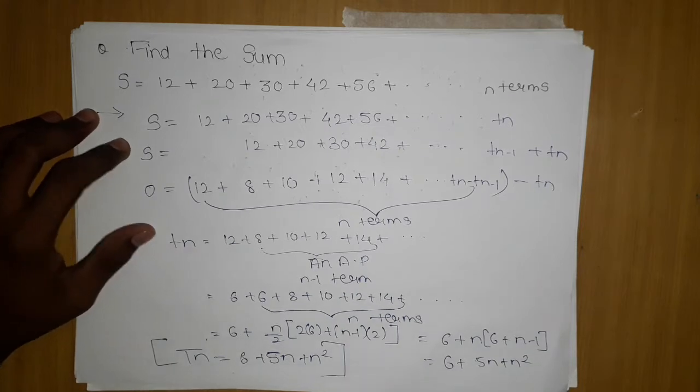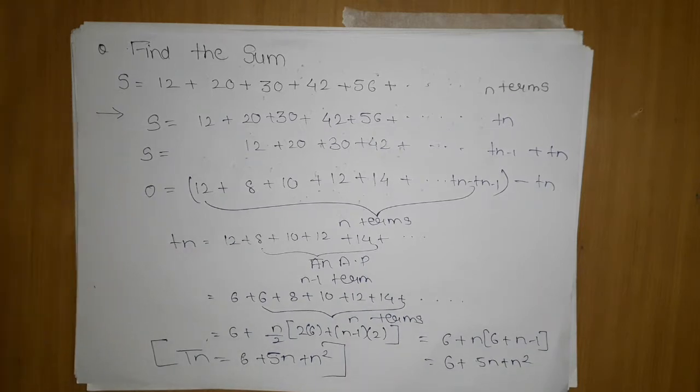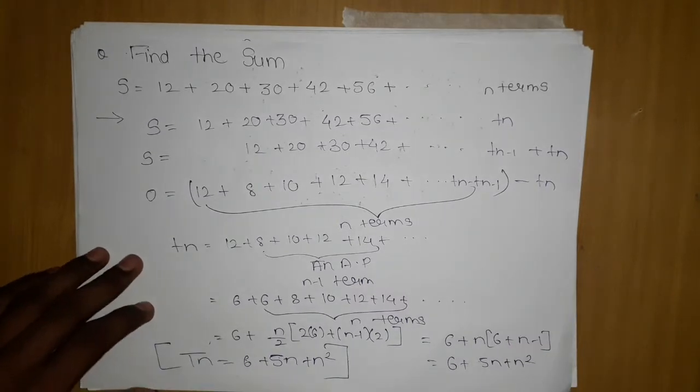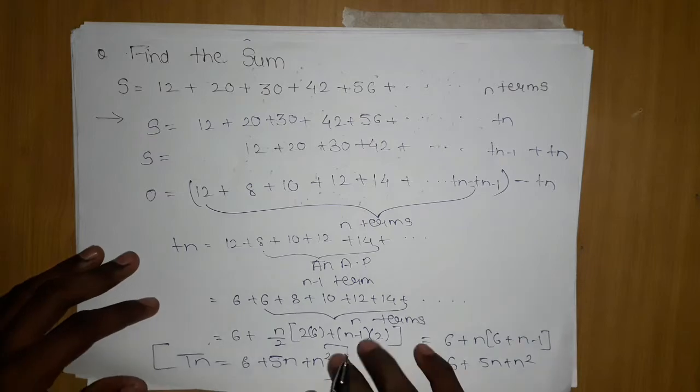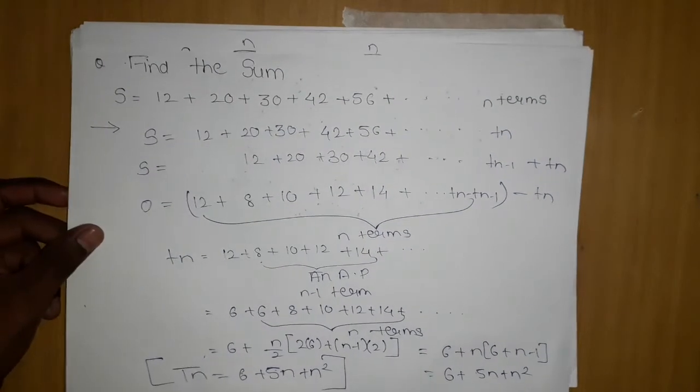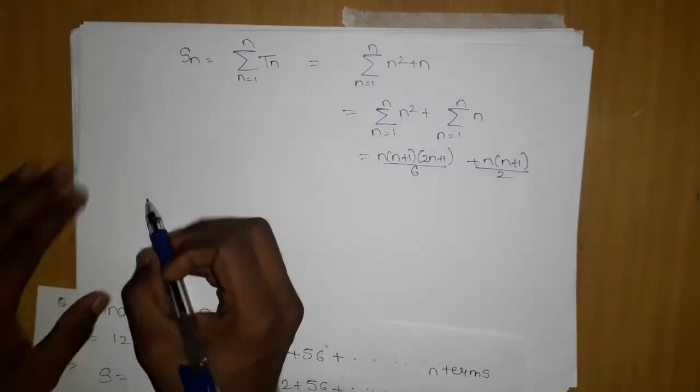Okay, this is our Tn. We got our Tn. Now the next step is very easy. Now you can understand how hard it is to predict this Tn. There was no chance that anyone could predict this Tn. So now let's continue.